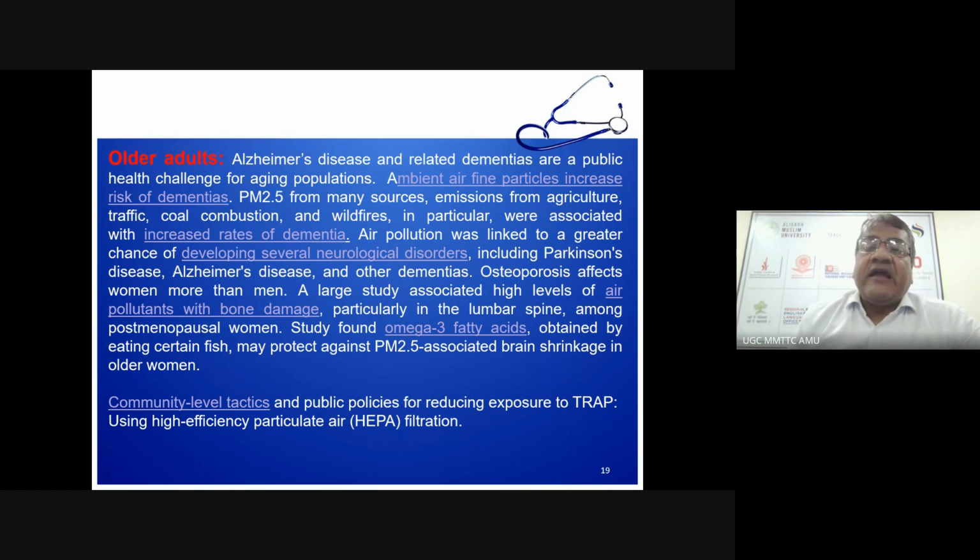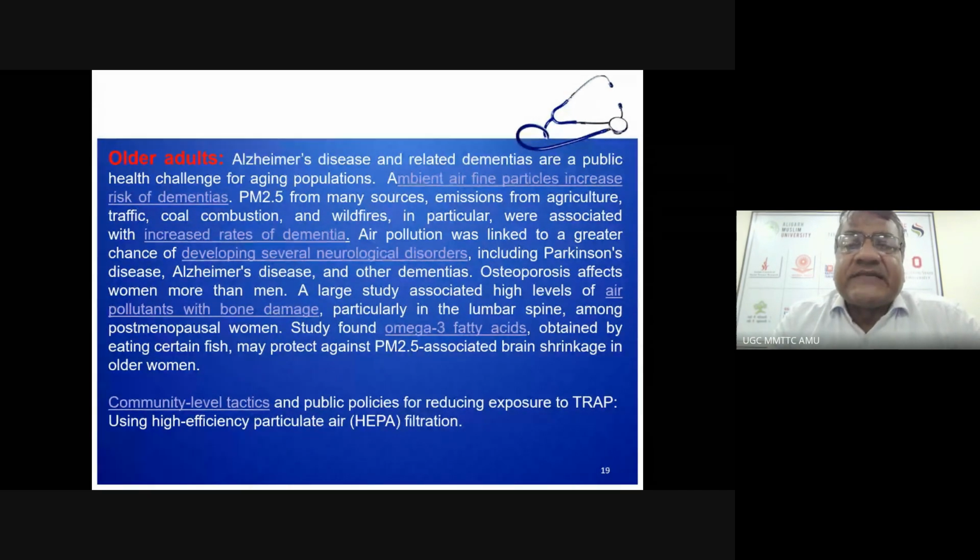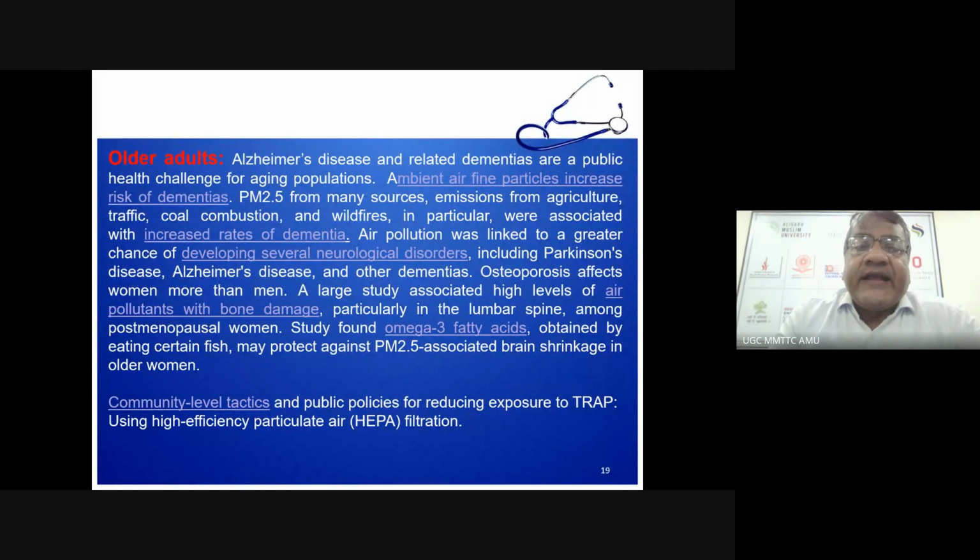Now, ambient air fine particles increase the risk of the dementias. Ambient means surrounding, the atmosphere, the air around you. Fine particles increase the risk of dementias. Now, PM 2.5 from many sources, emission from agriculture, traffic, coal consumption, and wildfires, in particular, were associated with the increased rate of the dementias.